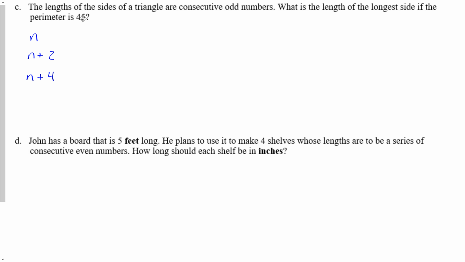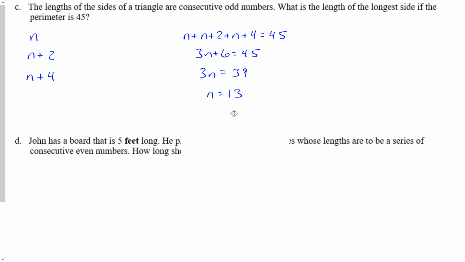And again, knowing that the sum of those is 45, we would take and add those 3 variable terms together and set them equal to that total of 45. Combining like terms, subtracting, and then finally dividing, we would find that n is 13. So now it's your job to answer the question, what is the length of the longest side of the triangle?